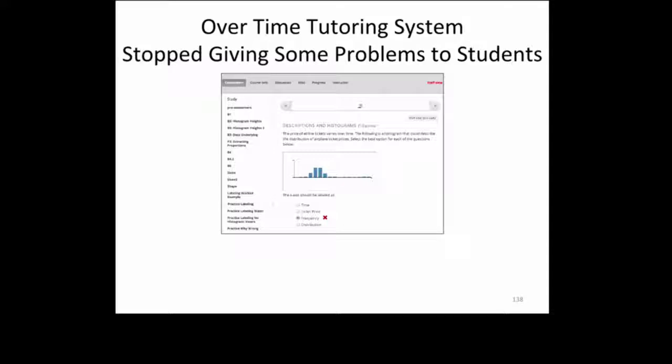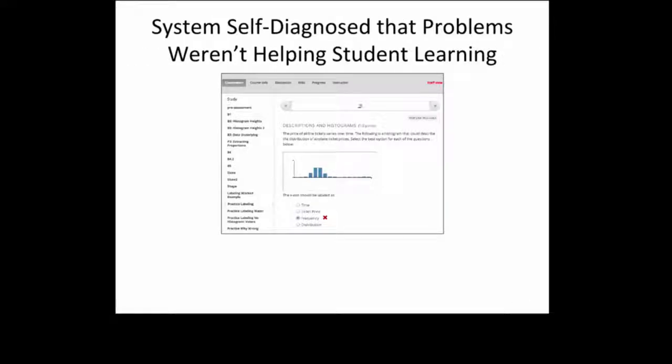So in this case, its objective was to maximize the post-test score divided by the square root of the number of problems given. And we designed this objective function to try to balance between maximizing post-test, but doing so in an efficient way. And so what we found is that over time, it just stopped giving some of the curriculum. We thought that was a little bit strange because we knew that that was curriculum that students needed to learn in order to do well on the post-test. But in fact, what the system had done is it self-diagnosed that the problems weren't helping people learn. So essentially, the action space was insufficient.